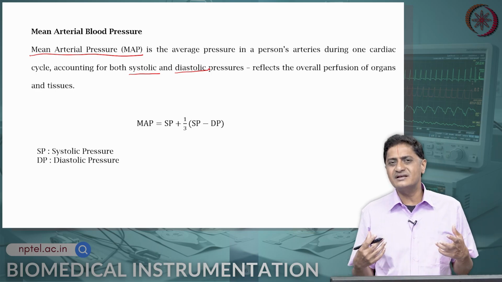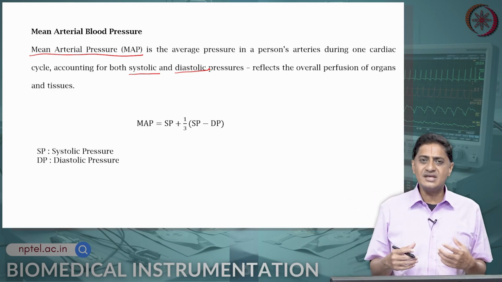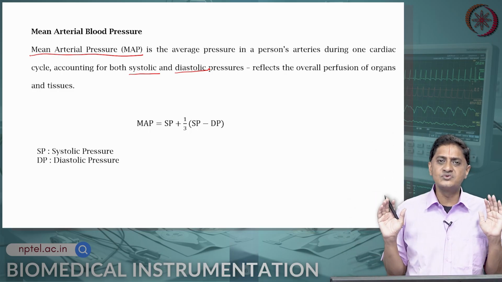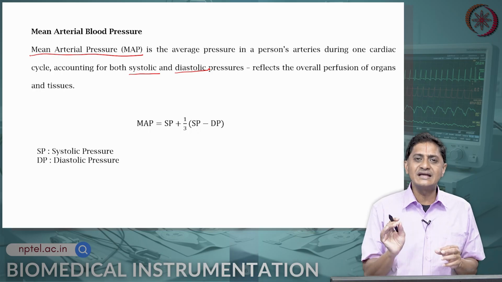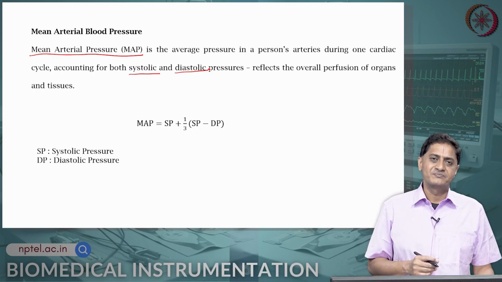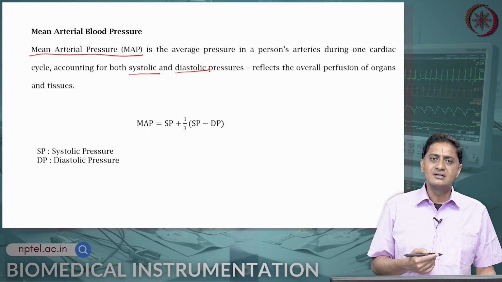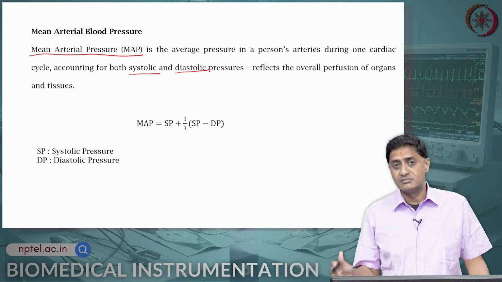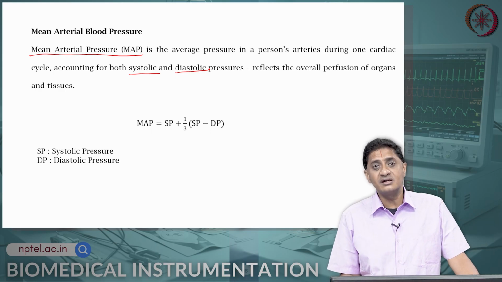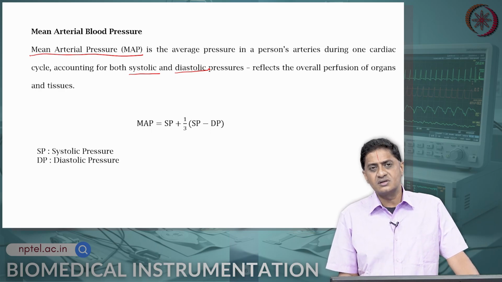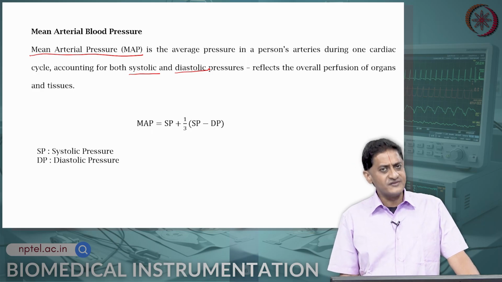This essentially is a method to see how well various tissues and organs and cells of the body are getting blood. It is an indirect measure of how well various cells of the body are getting their nourishment. Note that blood is the primary supplier of nutrient and oxygen. So, this mean arterial pressure is a very indirect measure of overall perfusion of organs and tissues.